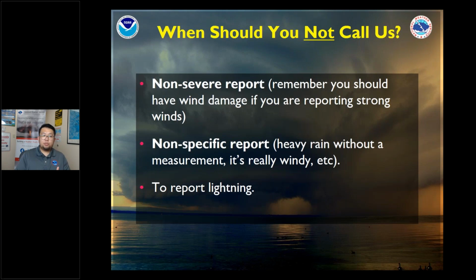Anything that's not specific, saying, oh, it's really heavy raining. Well, how much did it rain? Let us know if you see ponding on the roadways, if the roadway starts being flooded over, or if you have a rain gauge, let us know how much it has rained.